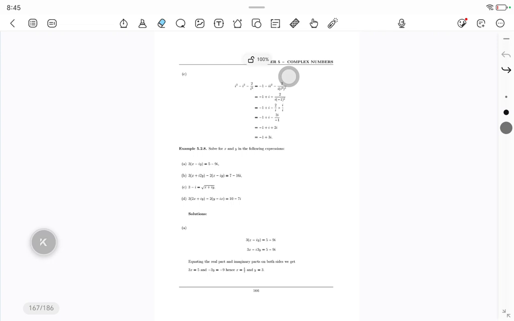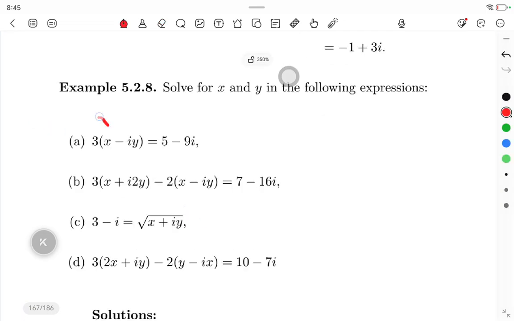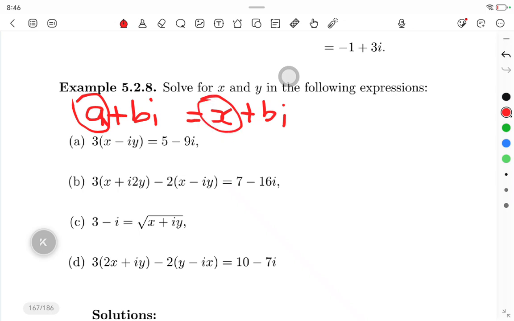The reason why you're doing this is because you can equate the ones which are like terms. You see, right? So when we solve this one, we know it's 3x minus 3iy, which is equal to 5 minus 9i. The real part here is that 3x is equal to 5, meaning that x will be equal to 5 over 3. You see, right?